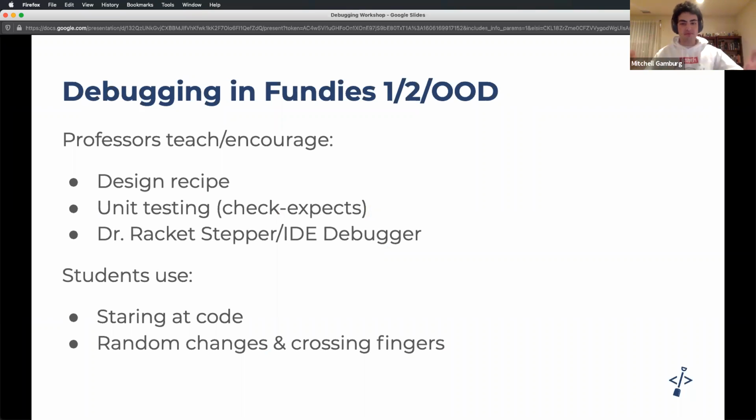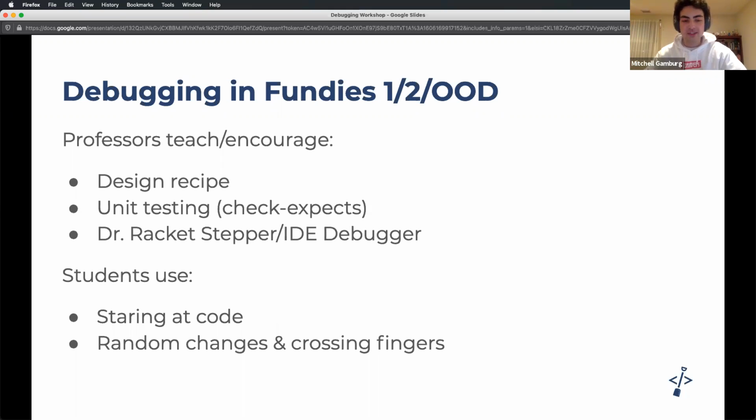So professors tend to teach students about a lot of different tools. There's a design recipe that helps you create clean code. There's check-expects and unit tests and all sorts of things like that that help you make sure that your code works the way that you expect it to. And then there are additional tools that help you find bugs, like the Dr. Racket Stepper and the debugger in your IDE, like in Eclipse or IntelliJ.